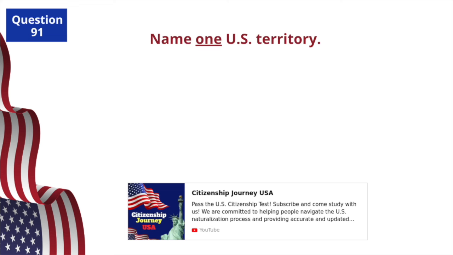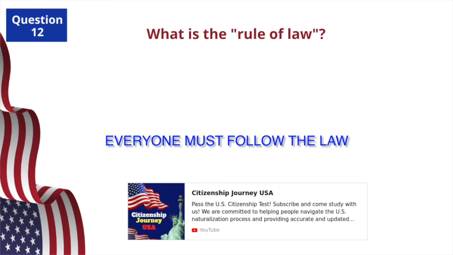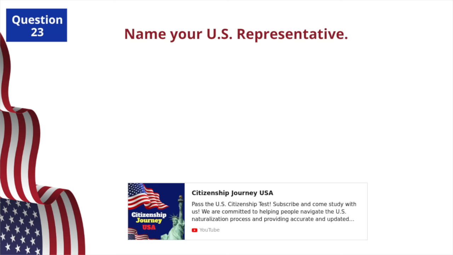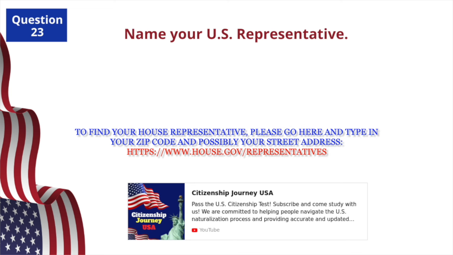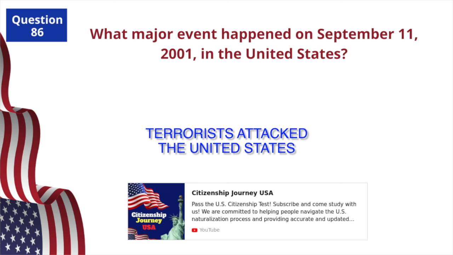Name one U.S. territory. Guam. What is the rule of law? Everyone must follow the law. Name your U.S. representative. What major event happened on September 11, 2001 in the United States? Terrorists attacked the United States.